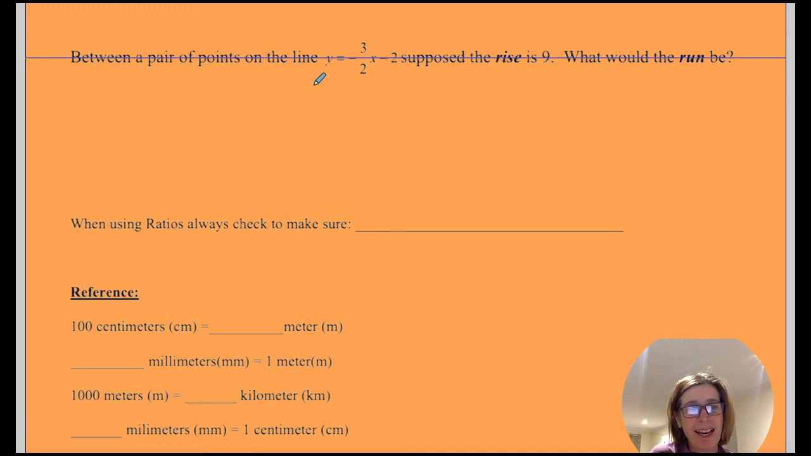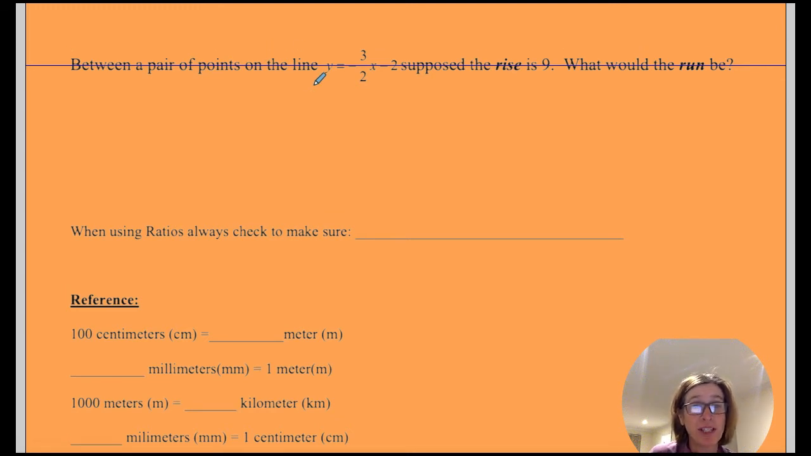Hi everyone, so I'm back and we are finishing up on ratios and rates. And so we said that slope was a ratio, okay? A comparison between two or more numbers.